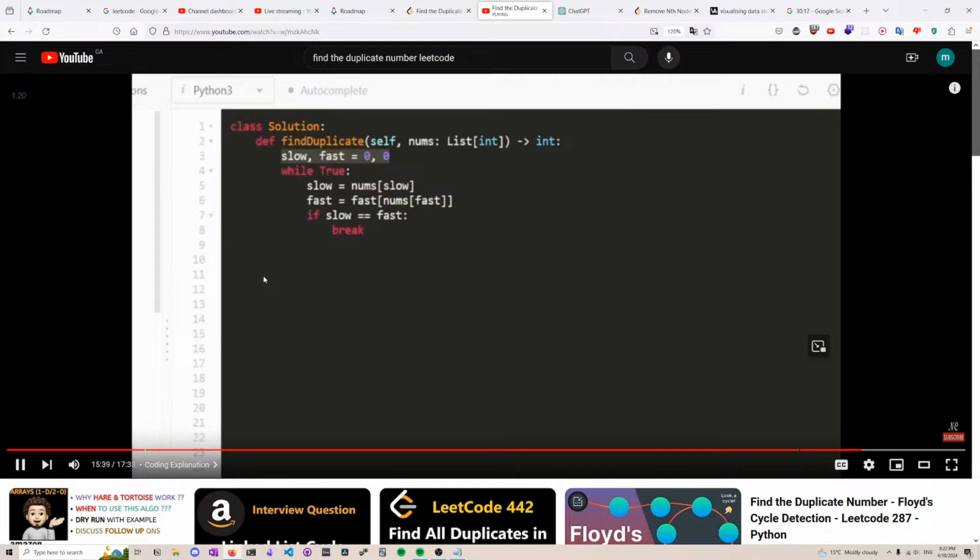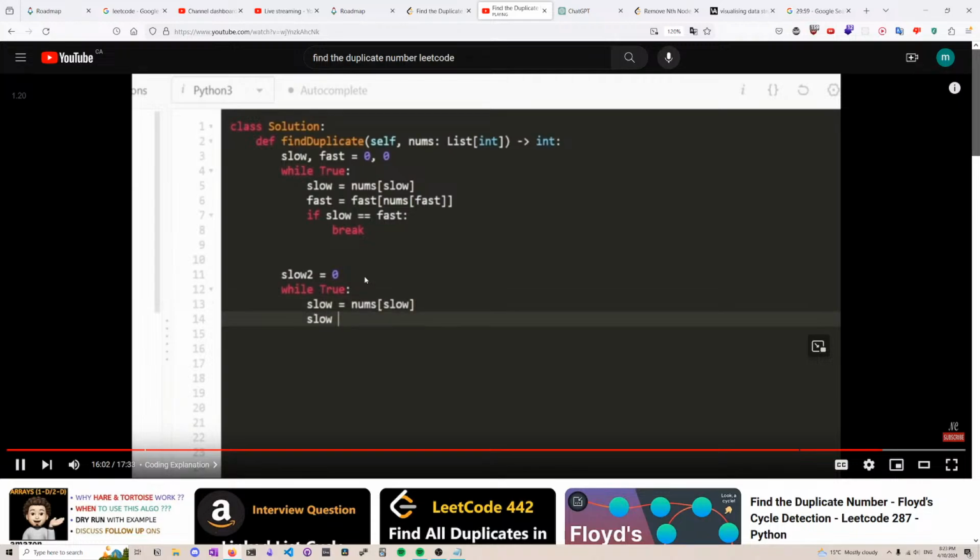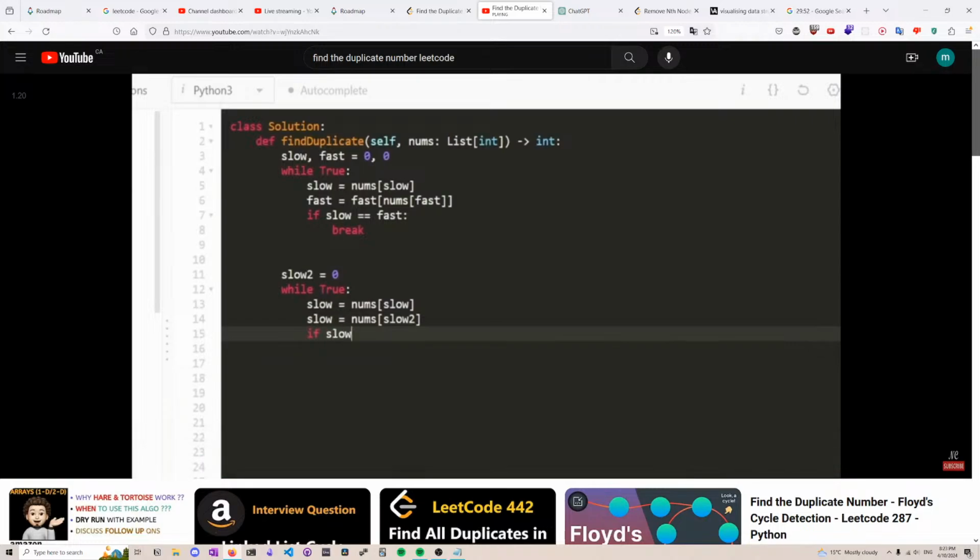So now we're going to create a second slow pointer, slow 2. We're going to set it to the beginning, right, back at index 0. And now we're going to keep incrementing this slow pointer and the first slow pointer until they intersect. So this is phase 2 of the algorithm. While true, advance the slow pointer by 1, and advance the second slow pointer by 1 as well. Notice how trivial this code is. The hard part is just figuring it out. And we're going to keep going until they intersect.